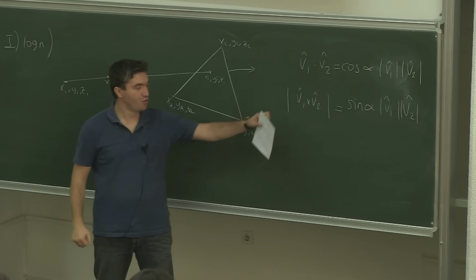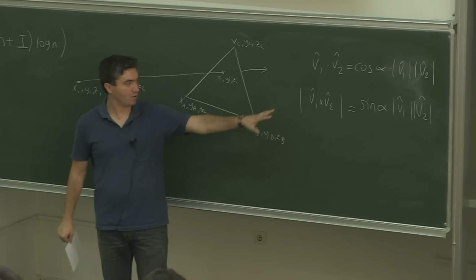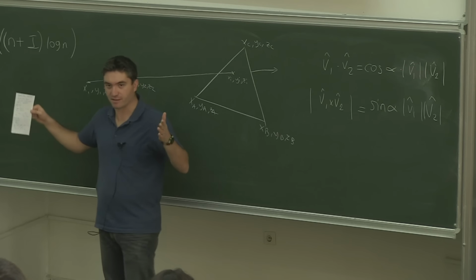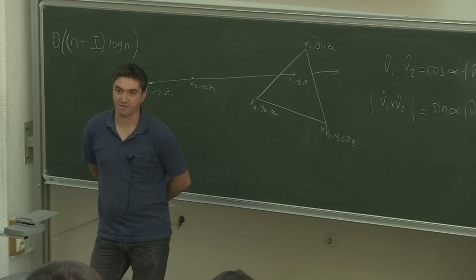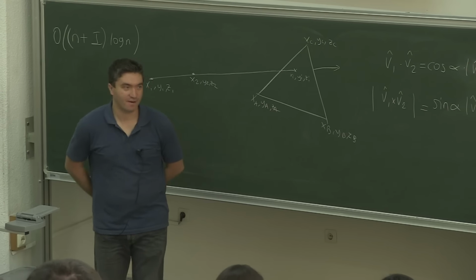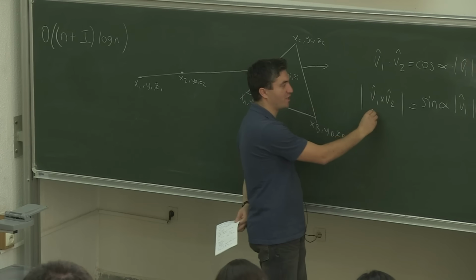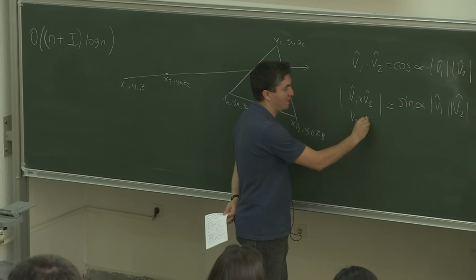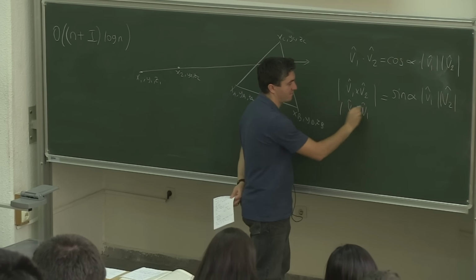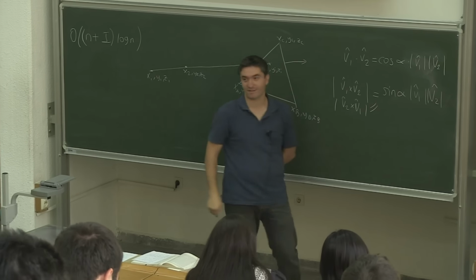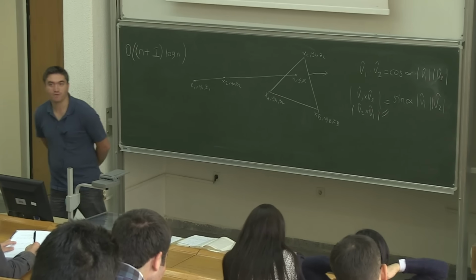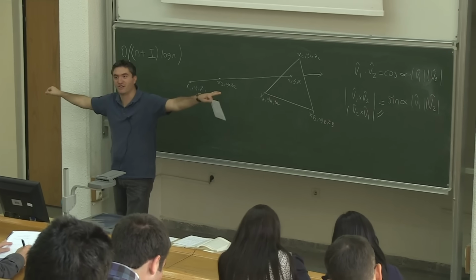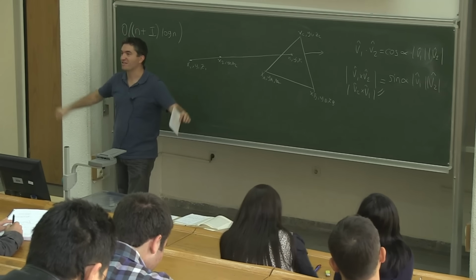Taking the norm means that the norm of a vector, the length of a vector, is always going to be positive, right? So therefore you can also write the same equation for v2, v1, which is equal to the same thing. The difference between v1, v2 and v2, v1 is that they're in opposite directions, but their lengths are the same.